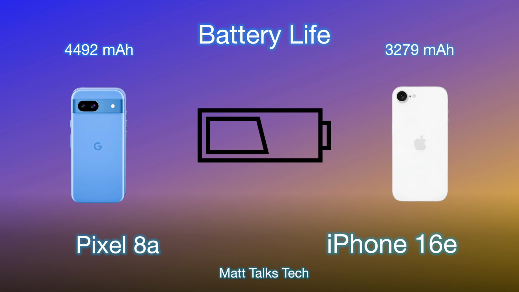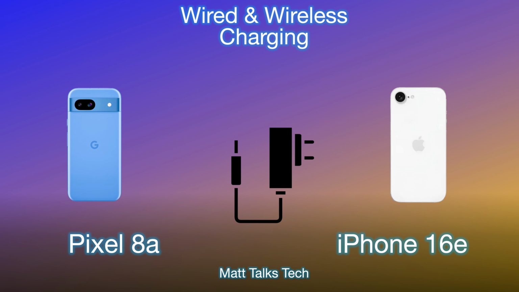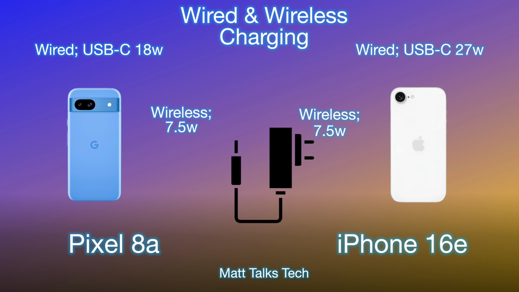I think one of the main reasons is all to do with that new C1 chip for cellular, for 5G, what's really helping out the 16e. But then moving over to wired and wireless charging, this is where it's interesting again, that the iPhone 16e, in my opinion, is actually ahead here.